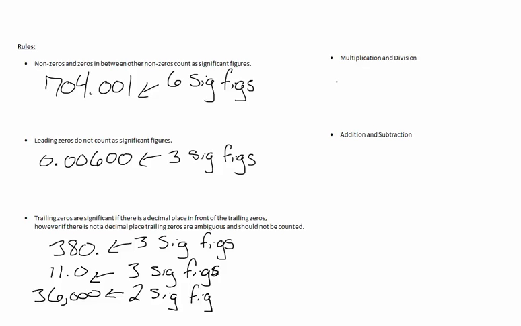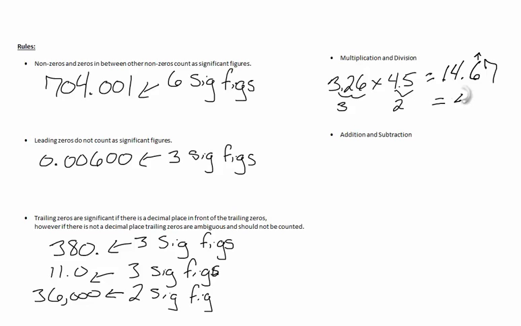When dealing with multiplication and division and trying to keep track of our significant figures, the limiting significant figures will be the number that has the least amount of significant figures in it. So if we were to look at an example, say we have 3.26 times 4.5. If we were to calculate this out, we would get an answer of 14.67. And if we were to limit it to 2 significant figures and we were to round up this 10th place, our final answer would be 15 as a final answer.